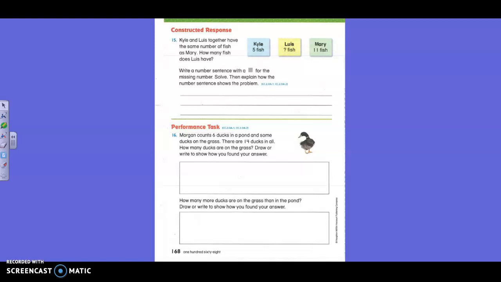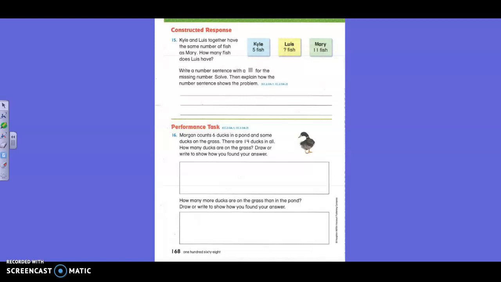Yes. Okay. Kyle and Lewis together have the same number of fish as Mary. So putting Kyle and Lewis's together means you have the same as Mary. So, how many fish does Lewis have? Well, Mary has 11, right? Okay, so Kyle and Lewis together have to make 11. We know Kyle has 5. So write a number sentence with a blank for the missing number.